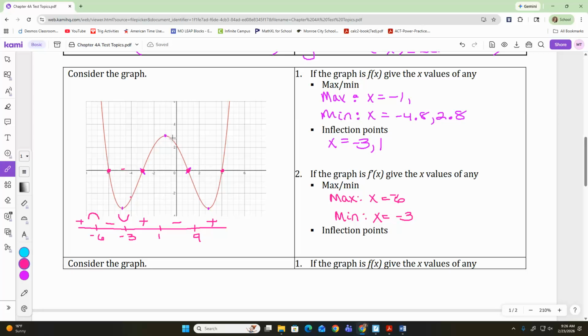Okay, at 1, my derivative went from positive to negative. That means the original function was increasing, then decreasing. So 1 is a max. All right, and then at 4, we went from negative to positive. That means the function went from decreasing to increasing. So 4 is a min.